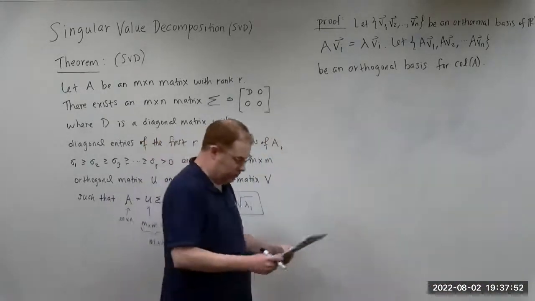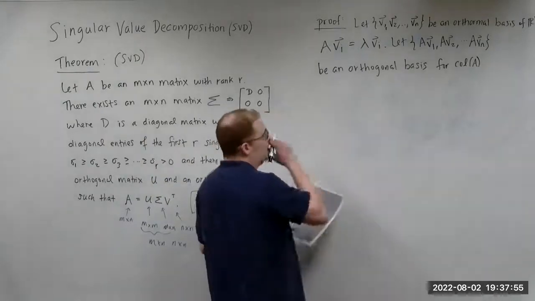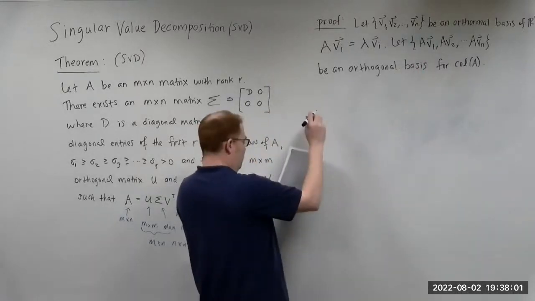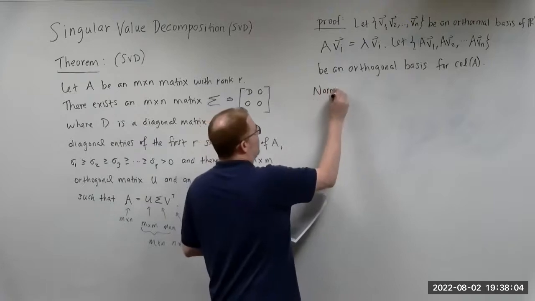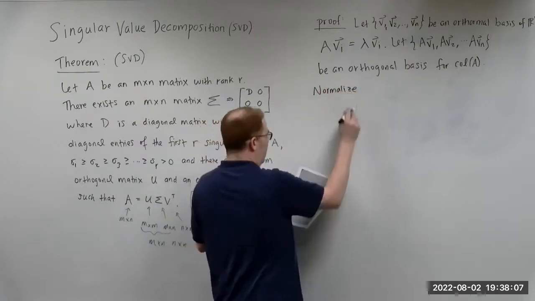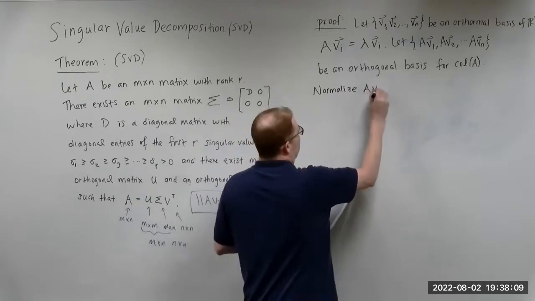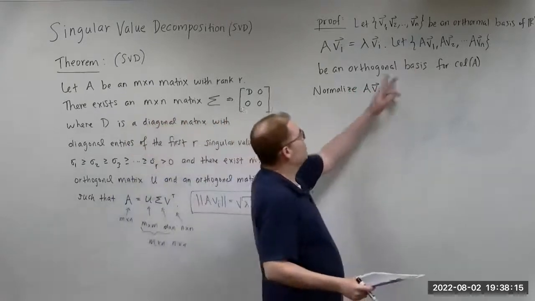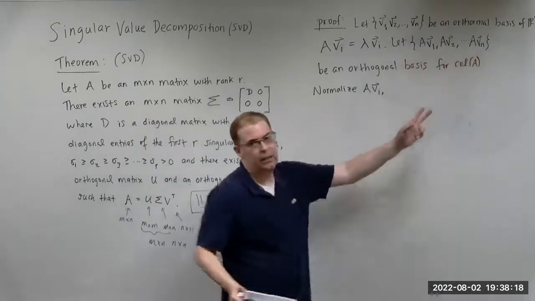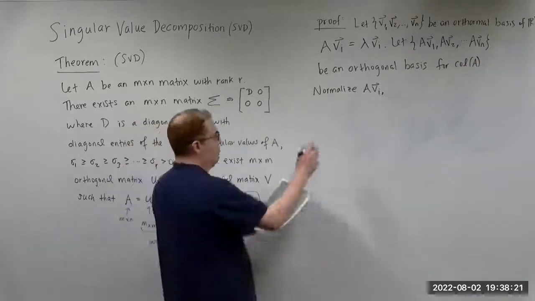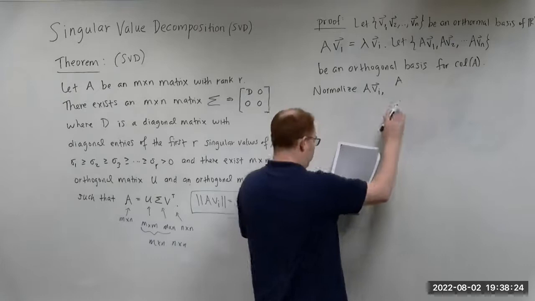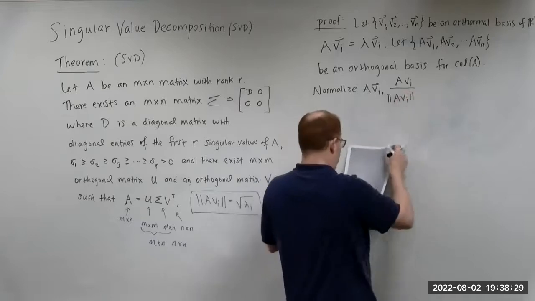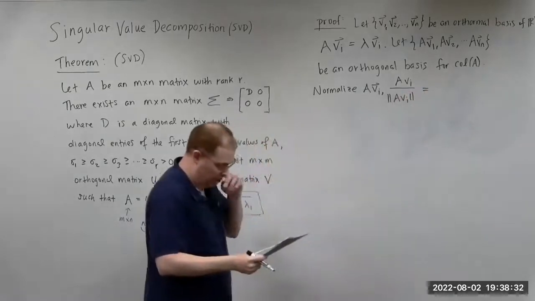Okay, so now what we're going to do: the next part of this proof is to normalize. We're going to normalize these. That just means we want to take each one of these vectors and divide by the norm. Let's see what we get from here.